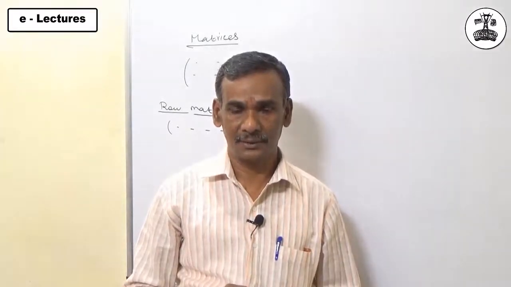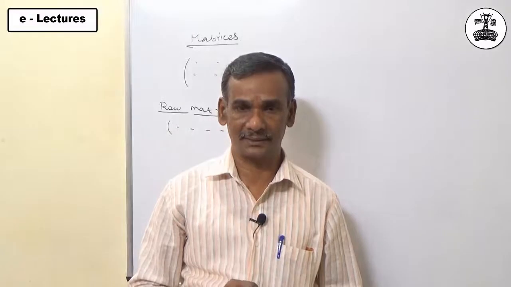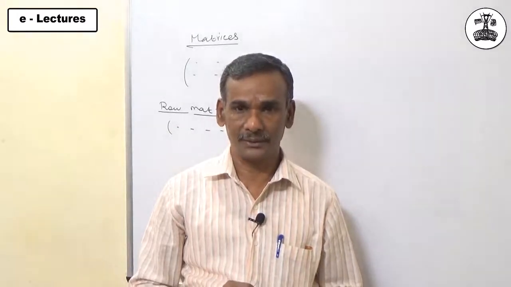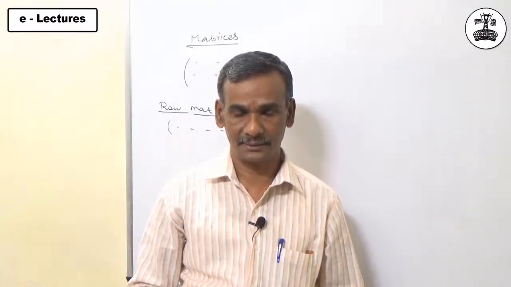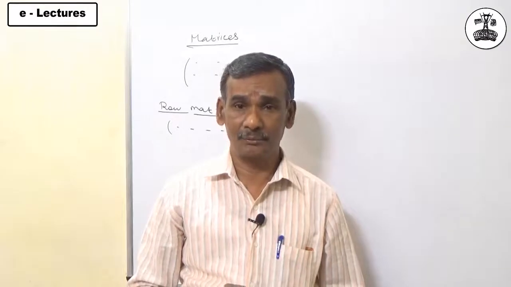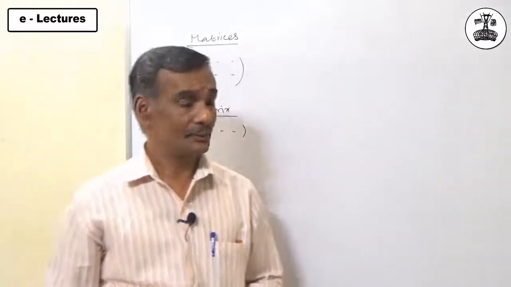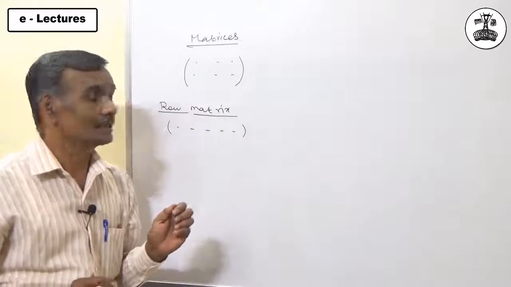In the last class we have seen determinants. In determinants, by the method of Cramer's rule, we have to solve the simultaneous equations. Today we are going to see matrices. We have some idea about matrix. So first one, matrix. What is a matrix?